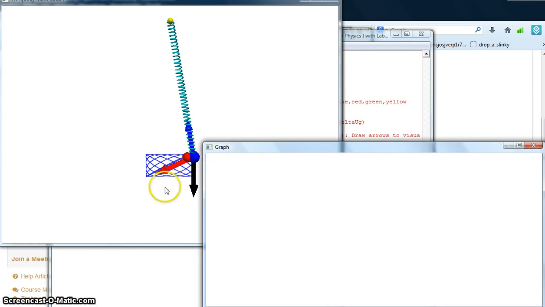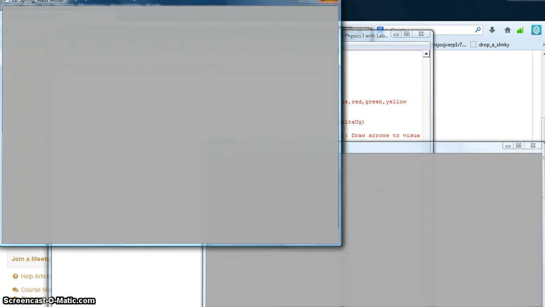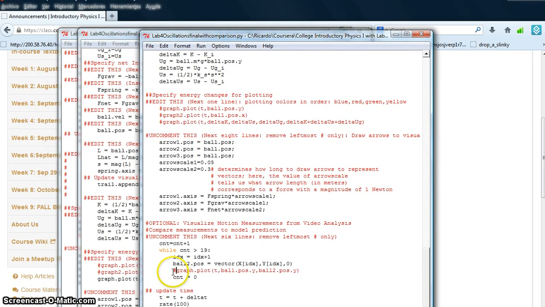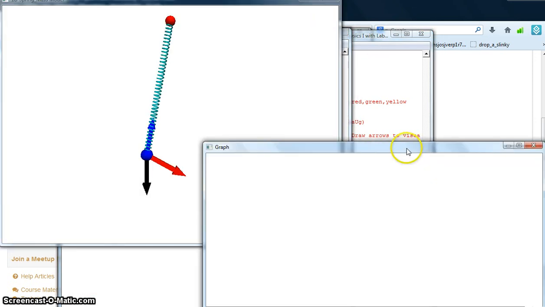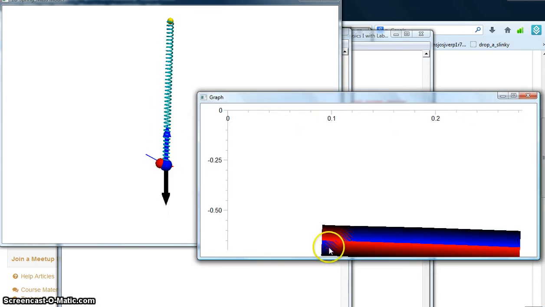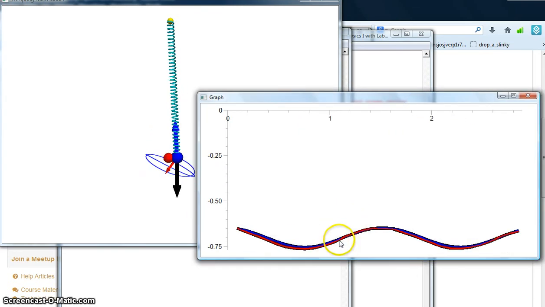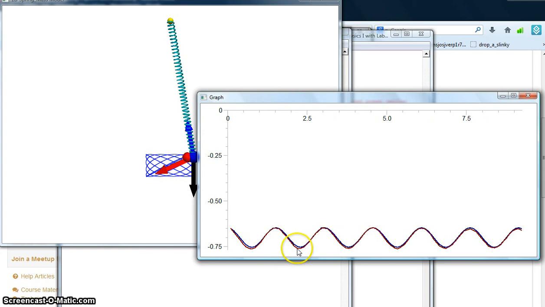Because it's a little jumpy, we couldn't see the total motion here, but here I will graph the vertical position in both cases, so we can see more specifically. Here we can see the graph. We can see the blue line is the model, the red line is the real motion from Tracker. The motions are very close to each other. We have a very small difference between those two. So the approximation between the two cases is very close.